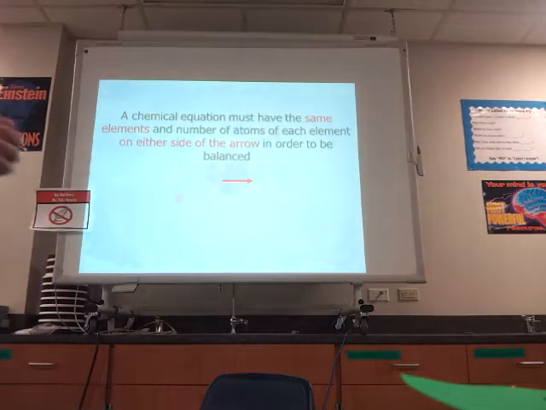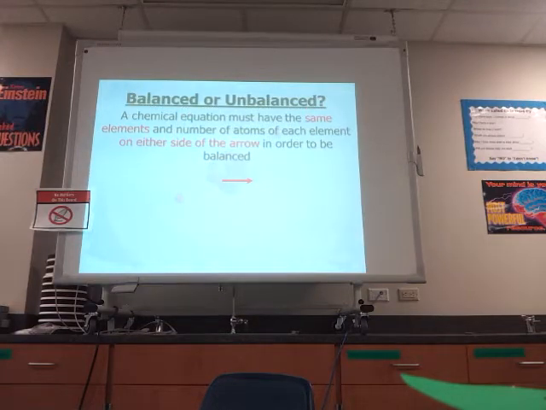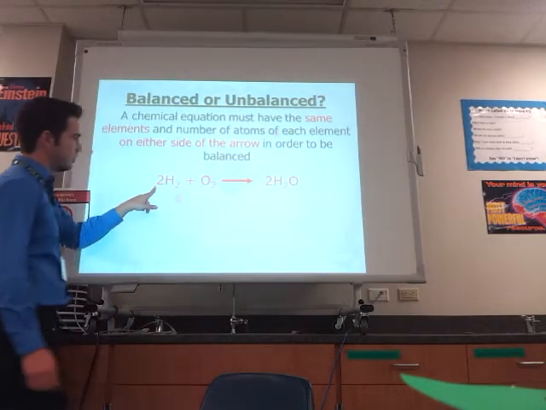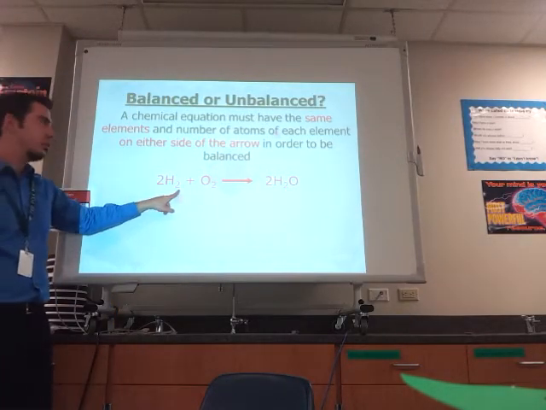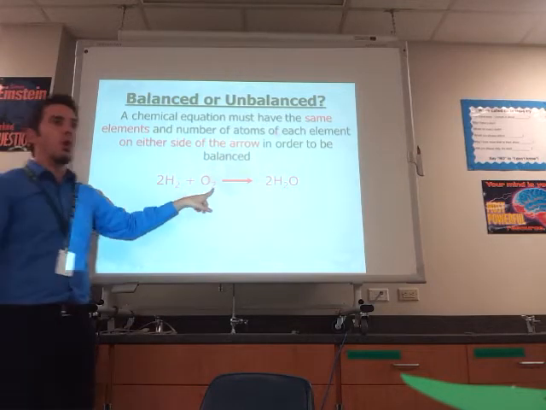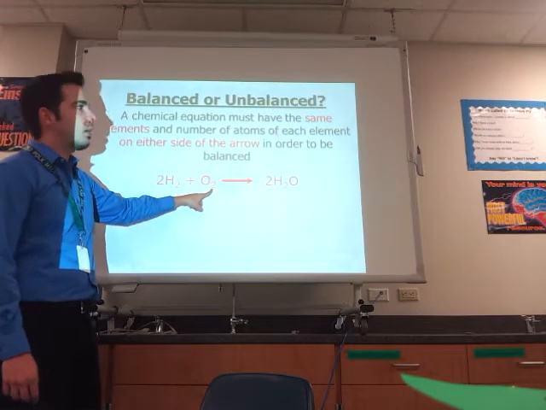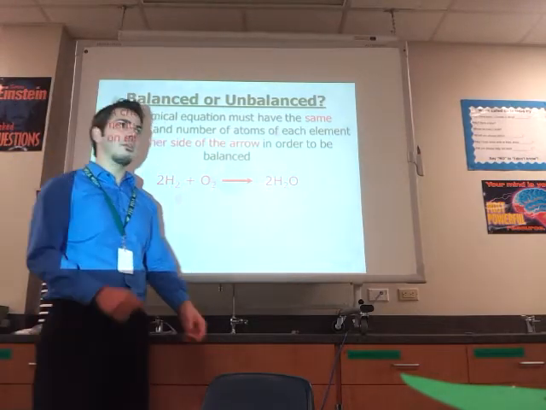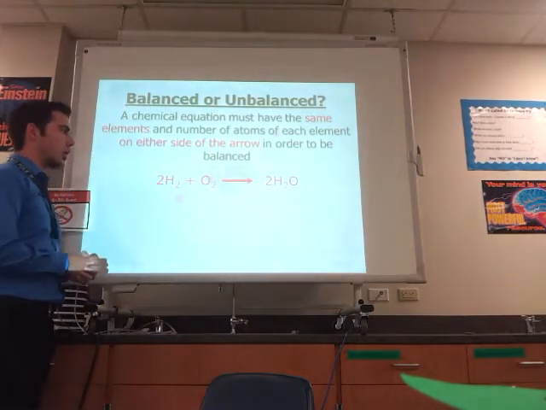So a chemical equation must have the same number of elements and atoms on both sides of the arrow in order to be balanced. Taking a look at this equation, here we have 2H2, 2 molecules of hydrogen, so that's a total of 4 hydrogens. We've got 1 molecule of O2, or oxygen, and that makes 2 molecules of H2O, 2 molecules of water.